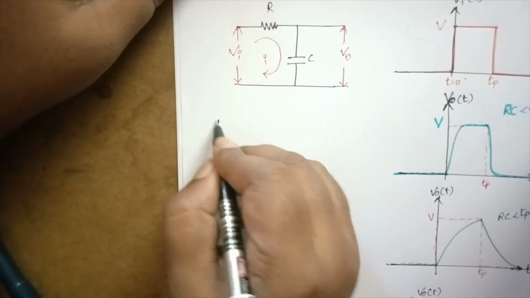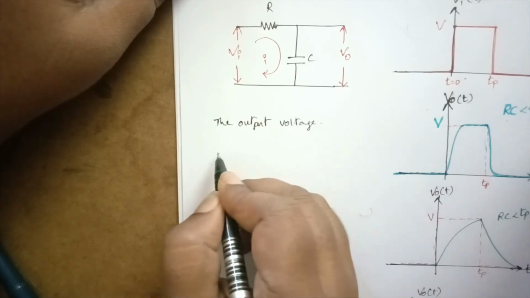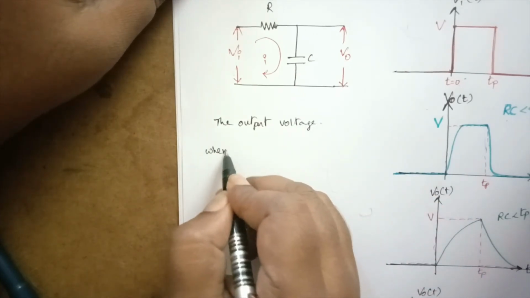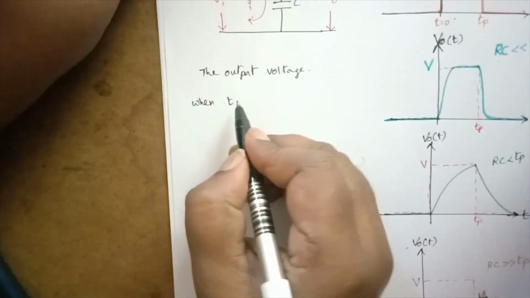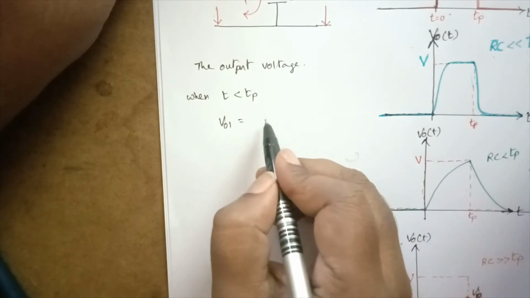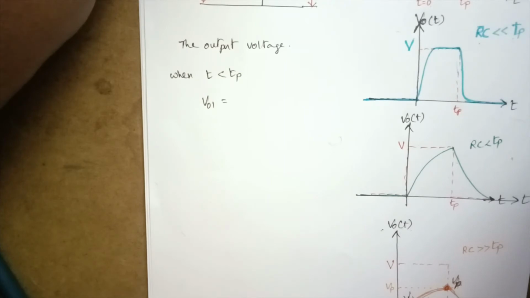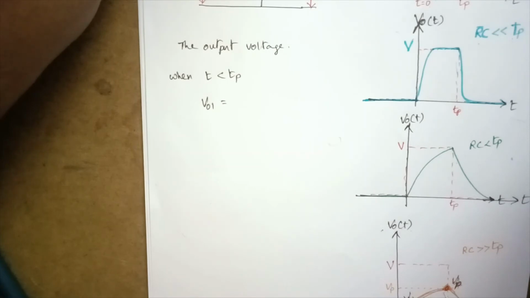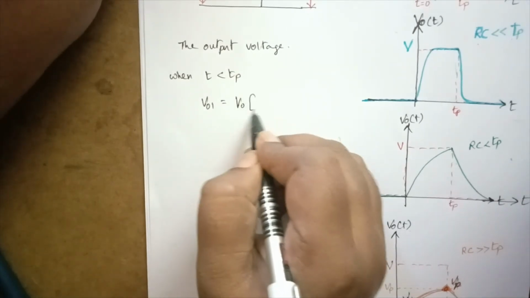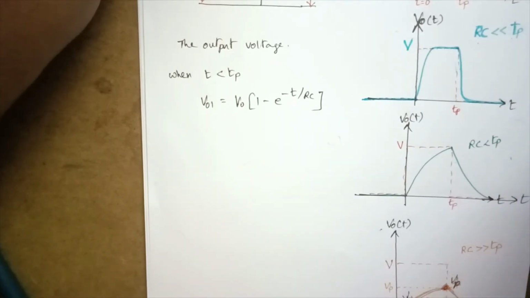So the output voltage, from the figure, when t is less than Tp, it is V naught 1. What is the V naught 1 expression? Initially it is an exponentially increasing function. We derived the exponentially increasing function for the step input. The expression is V naught into 1 minus e power minus t by RC. This part we get from the step input.